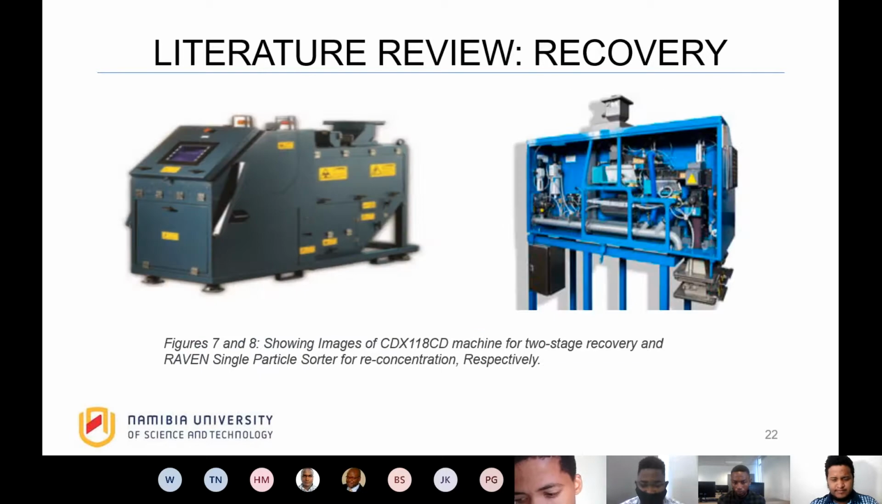Next slide. Okay. These are examples of the machines that will be used. The picture on the left side of your screen is what is known as your CDX machines, which will be used in the two-stage recovery. And the picture on your right is your single particle sorter, your Raven machine, for reconcentration, respectively.